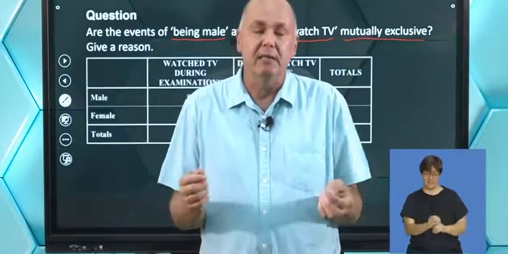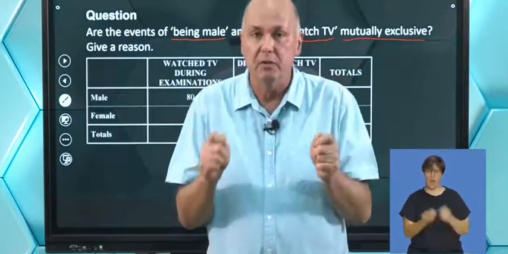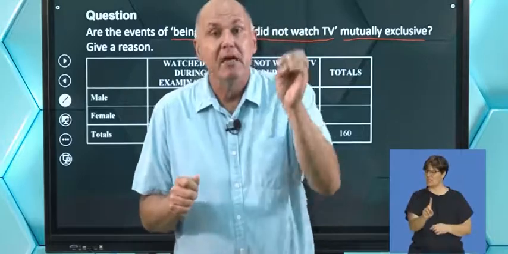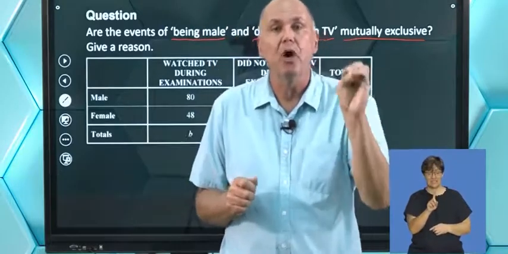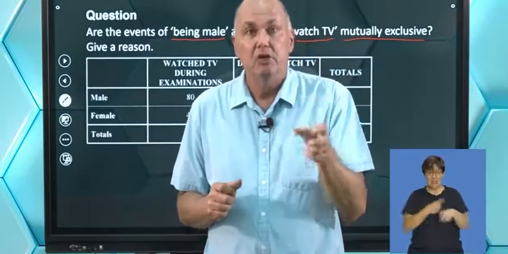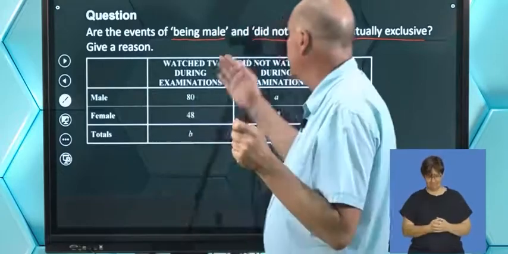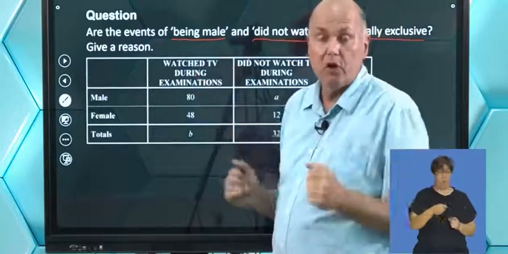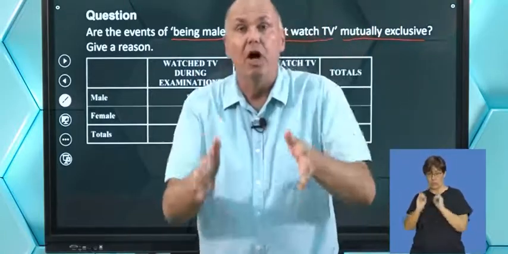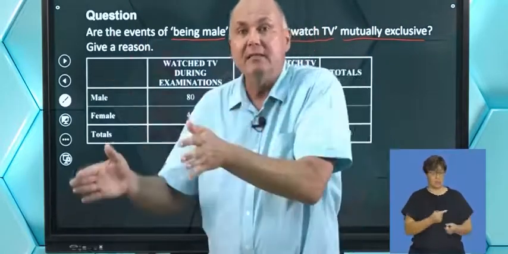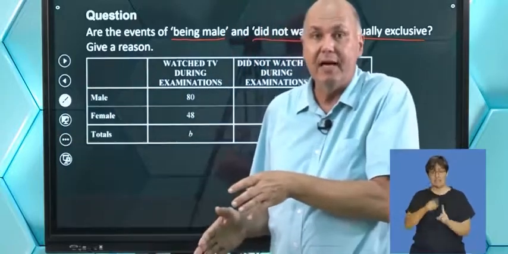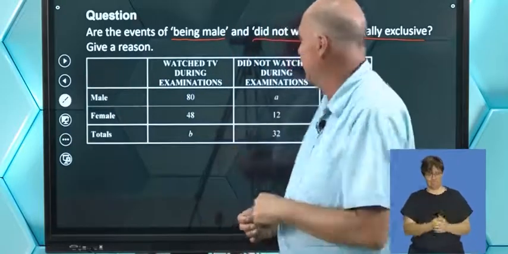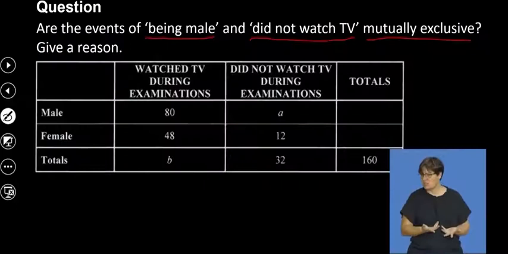Let's remind ourselves, what does mutually exclusive mean? It means that you can't do those two options at the same time. So in this case, the question was being male, and the other one was did not watch TV. So you can't be male and watch TV at the same time. But let's look at the data.